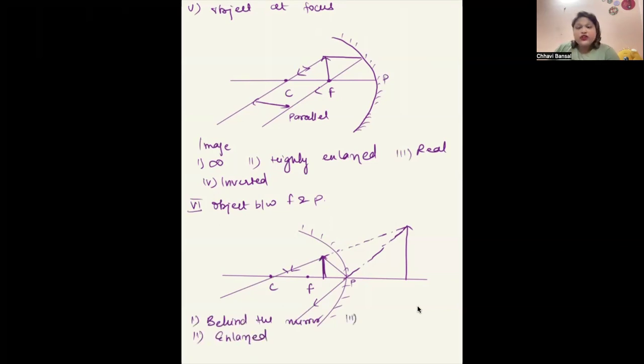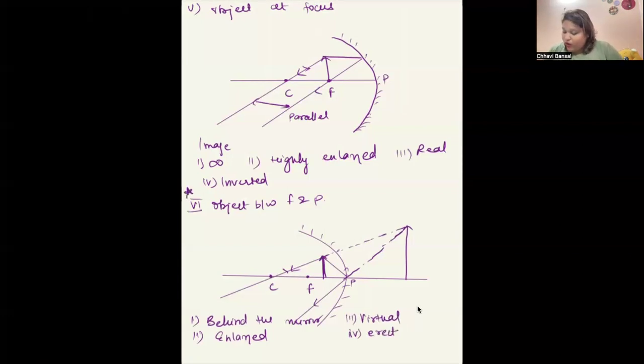Third, is it real? No, the image is virtual. Means the lines are not meeting actually, they appear to meet. And fourth, is it inverted? No. From the tip is formed, right? If you see, it is an erect image. Erect means it is not inverted. It is not upside down. It's same as the object, right?